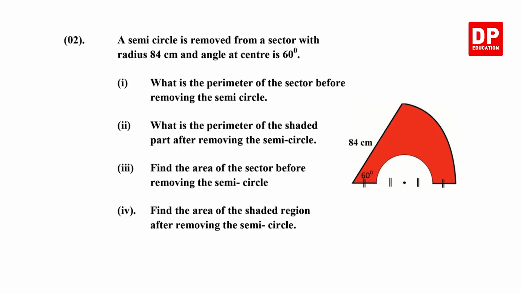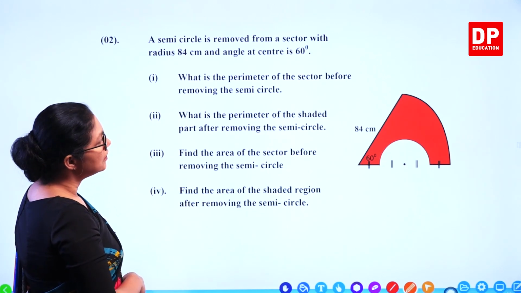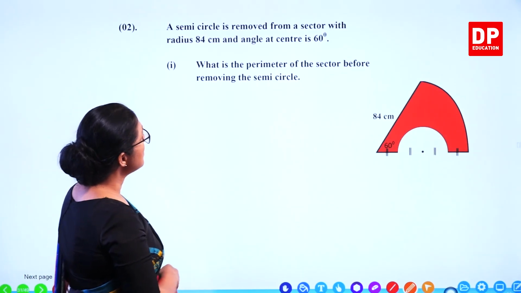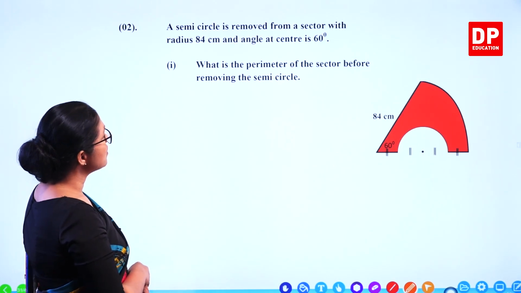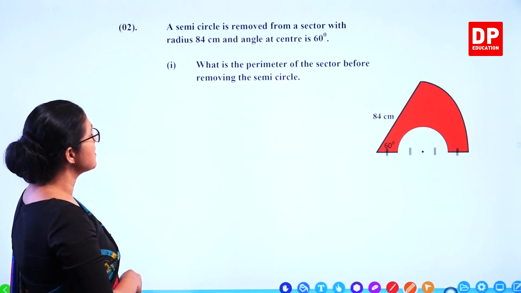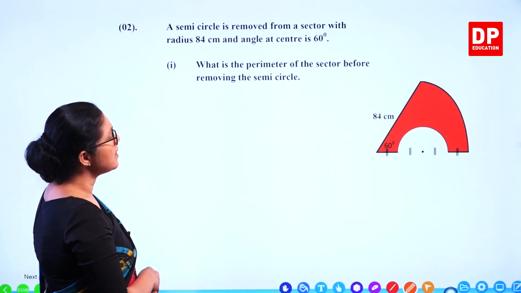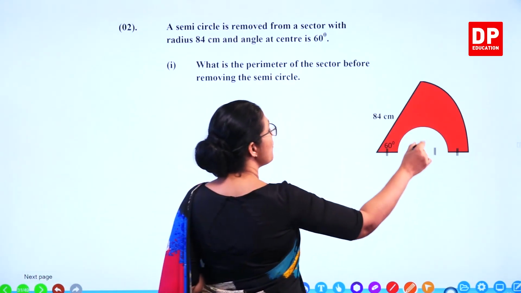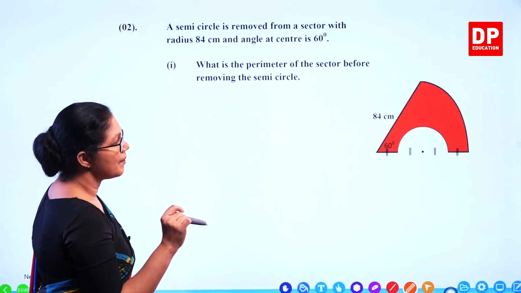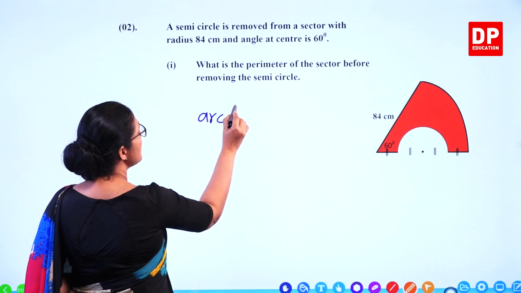Question number 2. It's about perimeter, area of this figure. So we'll do it separately. A semicircle is removed from the sector with radius 84 centimeters and angle at the center is 60 degrees. What is the perimeter of the sector before removing the semicircle? So before removing means you have to find out the total outer length. So for that we need the arc length. Let's find out the arc length first.